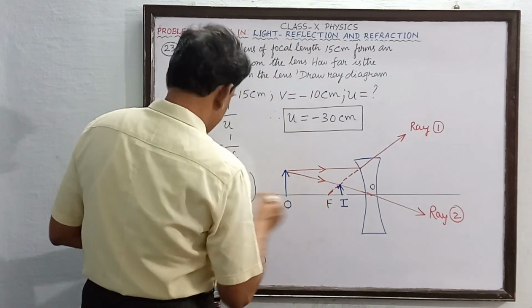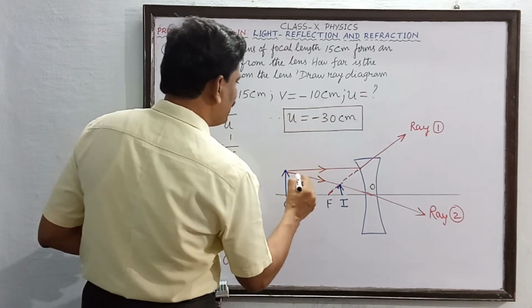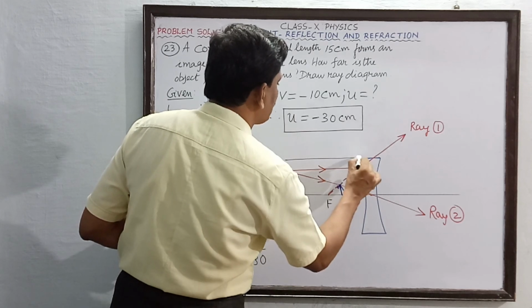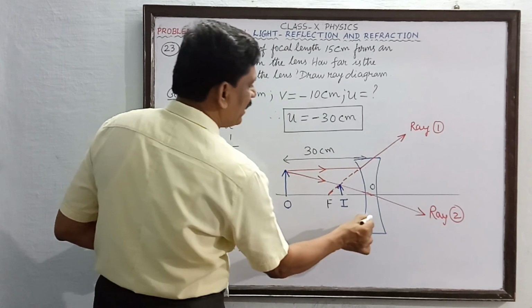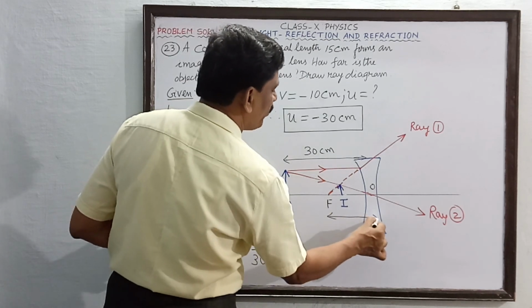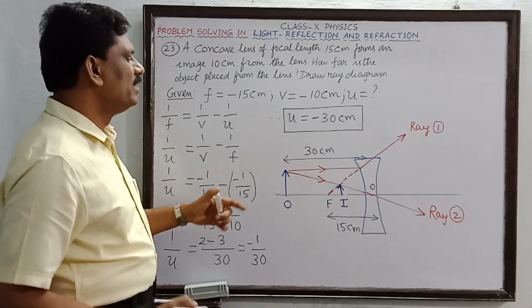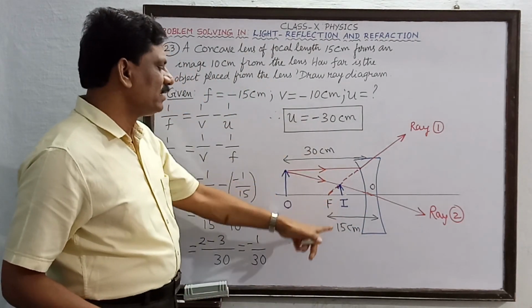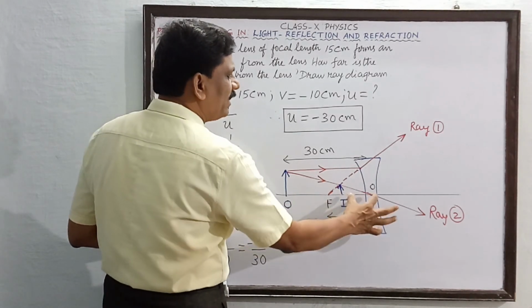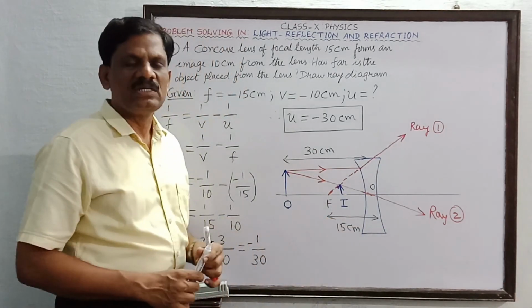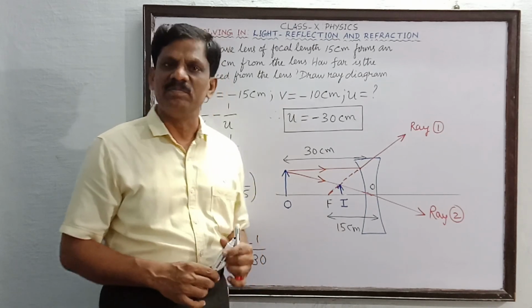So now you see that the object distance is minus 30 centimeter. If you measure this distance, it is 30 centimeter. And the focal length, if you measure this distance, it is 15 centimeter. And the image distance is 10 centimeter. So approximately you are getting, you see here, this is 5 centimeter and double of this is 10 centimeter. If you use a scale and a pencil, you will still have a perfect diagram.